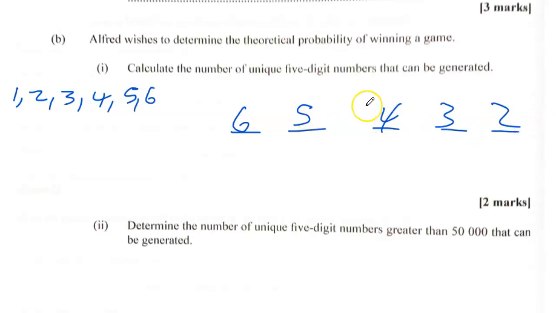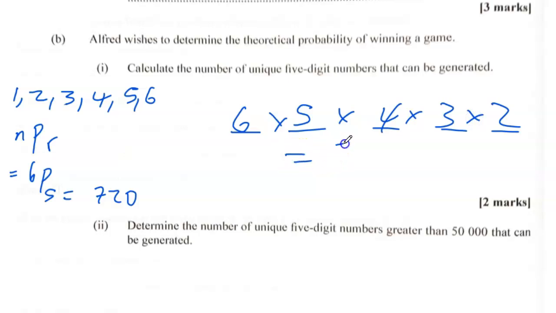So we can do it like that, or we can use the formula nPr. So 6 pick 5 using a calculator should give you 720. Or if you multiply 6 times 5 times 4 times 3 times 2, you end up with 720. Alright, so the number of unique 5-digit numbers will be 720.